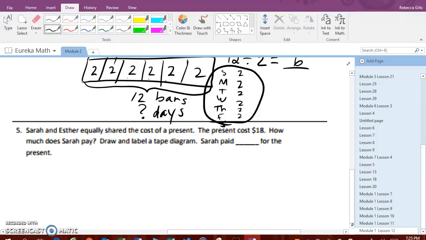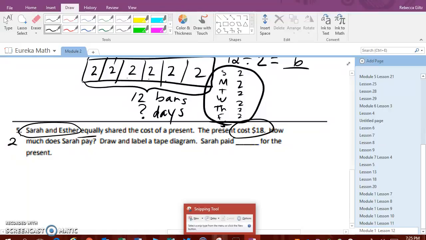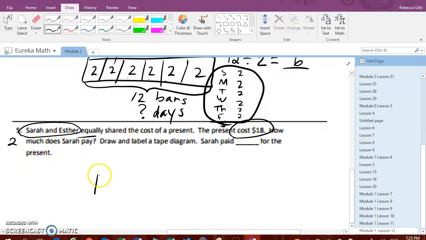All right, so this is interesting because you have to kind of think a little bit about what's going on here. Sarah and Esther, how many girls is that? 2 girls, right? They equally shared. Present cost $18. How much does Sarah pay? All right, so we need to draw a tape diagram.